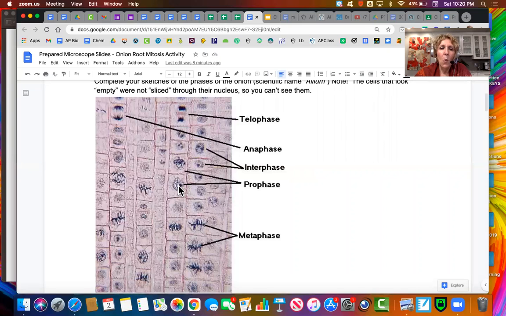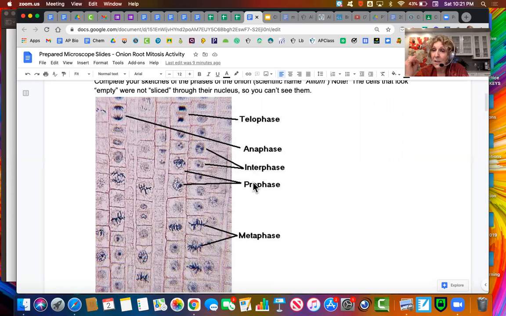Now, one thing you might notice is you might say, well, Mrs. Foy, look at all these cells right here that don't even have any nucleus in them. And that's just because when the technician made the slice through the onion root, they didn't happen to slice the nucleus in that particular slice that they took of the tissue. So it'd be kind of like cutting an apple and not getting the core. You know, it's possible to make a slice of an apple and not get the core. So that's what those are.